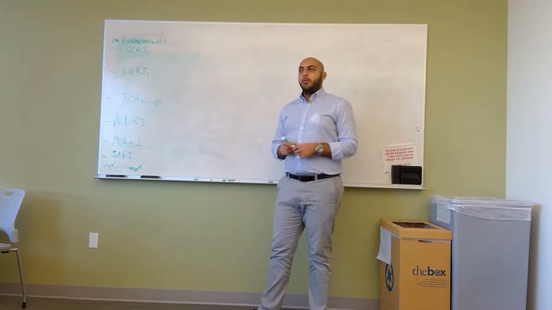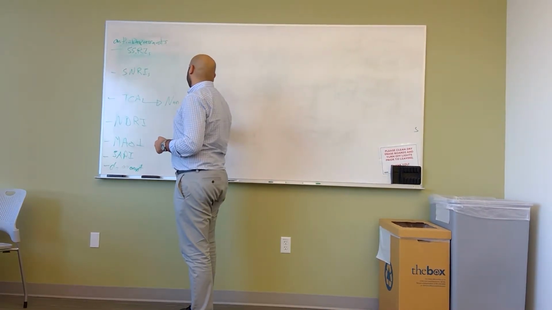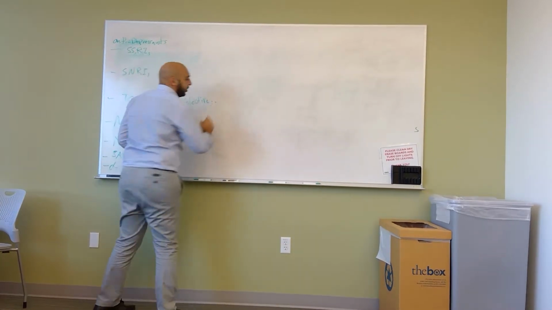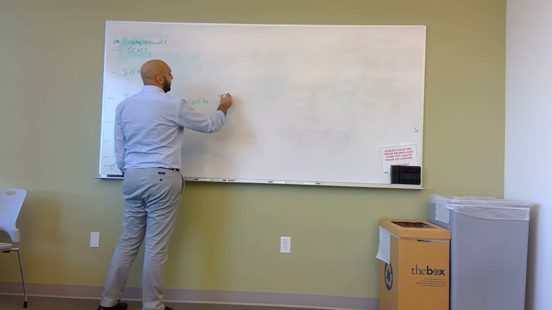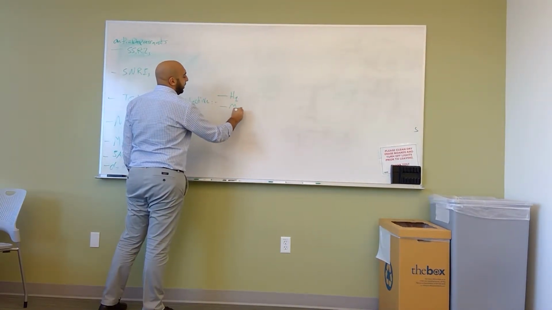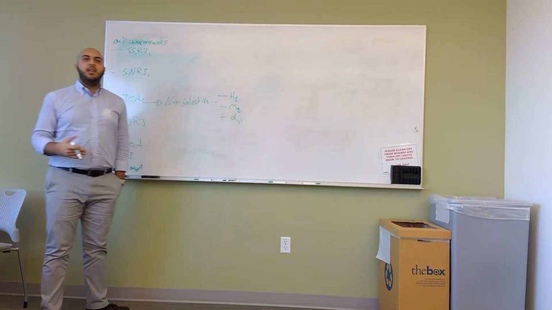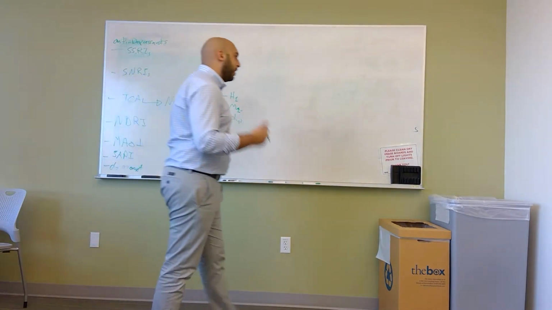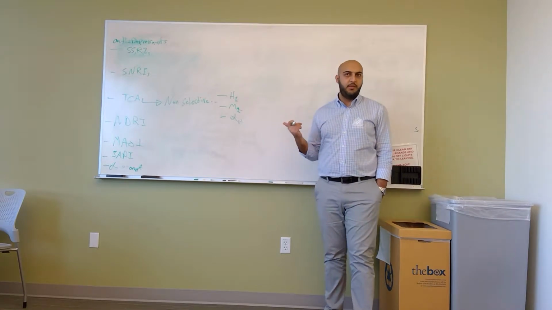TCAs are very special, being non-selective. Whenever you mention an antidepressant that is non-selective, it means you're also going to have inhibition on 3 other sets of receptors. One of them is H1, histamine. One of them is M1, muscarinic, and one of them is alpha-1. So the side effects of TCAs are a direct extension of their pharmacology due to their non-selectivity.